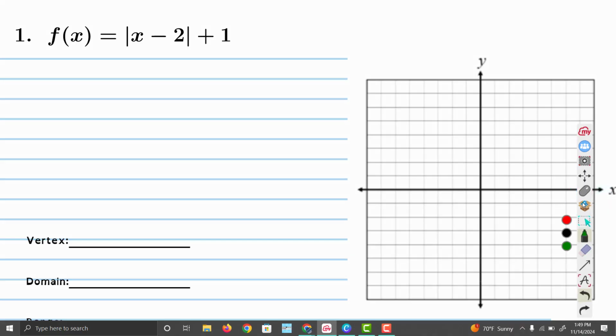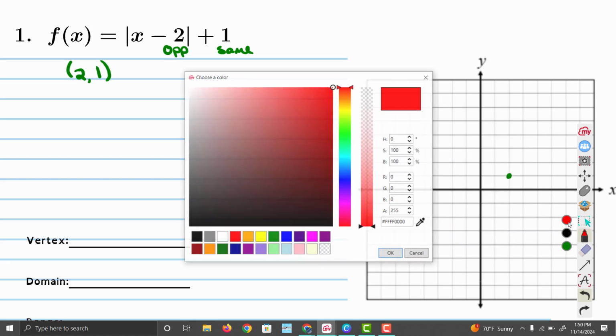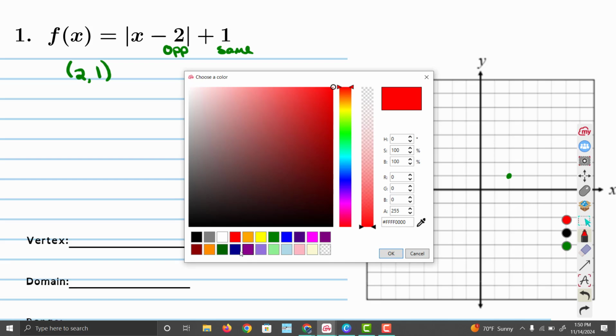So always when you're starting off with these, you want to start off by finding your vertex first every single time. So when we find our vertex, we do opposite inside, same outside. And so the opposite inside is going to give me 2, 1. So I come over to 2, go up to 1, that's where my vertex is. Now I'm going to take and move from there with my absolute value.